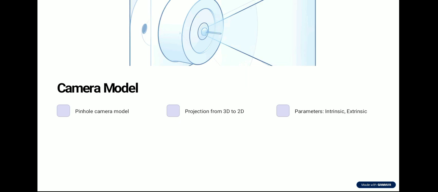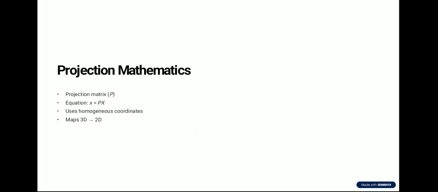Intrinsic parameters describe the internal properties of the camera, while extrinsic parameters describe its position and orientation. The projection matrix combines intrinsic and extrinsic parameters. The equation x equals P multiplied by X represents the mapping from a 3D point to a 2D point. Homogeneous coordinates are used for mathematical convenience. This equation converts world coordinates into image coordinates.